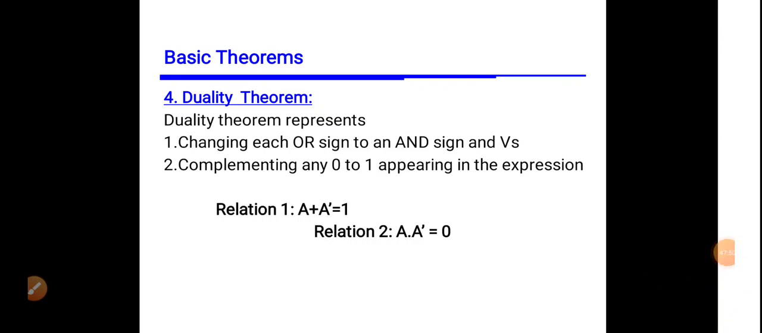In the case of the duality theorem, we are replacing OR with AND and AND with OR, similarly 0 with 1 and 1 with 0. Whereas in the case of De Morgan's theorem, we are replacing OR with AND and AND with OR, and wherever it is in uncomplemented form we change it into complemented form, and wherever we have complemented form we change it into uncomplemented form. So the basic difference between the duality theorem and De Morgan's theorem is that in the duality theorem, we are not only changing the OR and AND, we are also changing the constants zeros and ones.